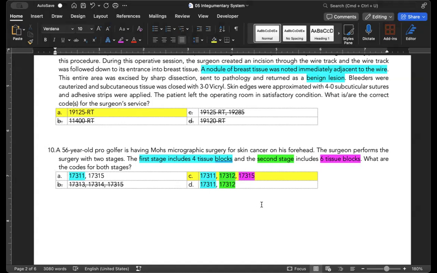Okay. Any questions on Mohs micrographic?